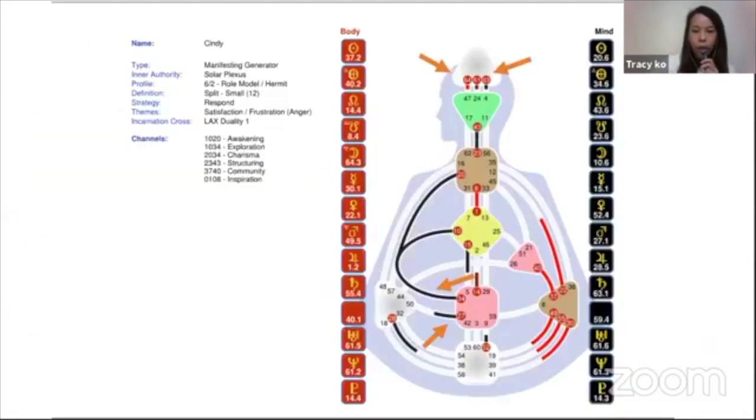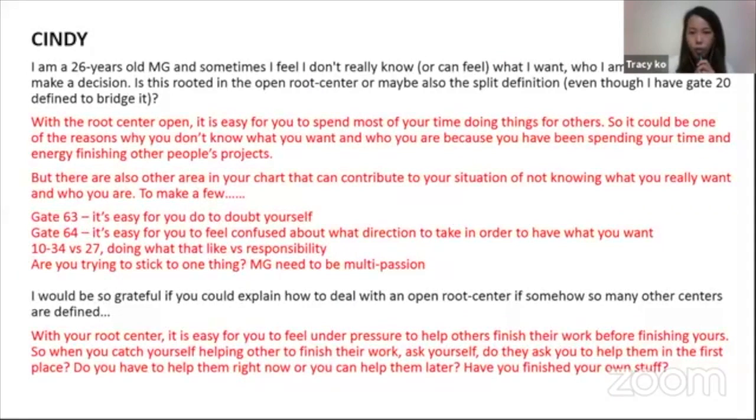Looking from your chart, you have the open root center. If you have this center open, you will have a tendency to spend your time and energy helping people finish their stuff. So it could be one of the reasons why you don't really know what you want, if you are someone who is used to spending all your time and energy doing other people's work instead of yours. But from your chart, there are other indicators that might contribute to your current situation of not knowing what you really want and who you are.